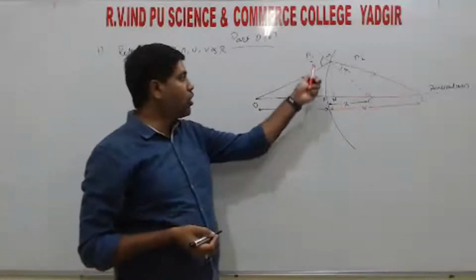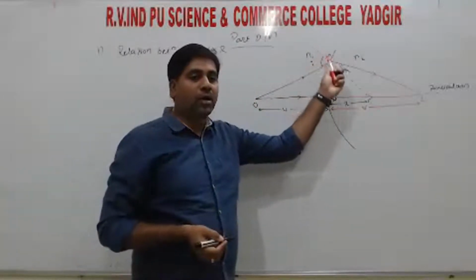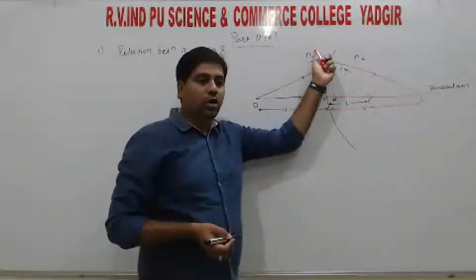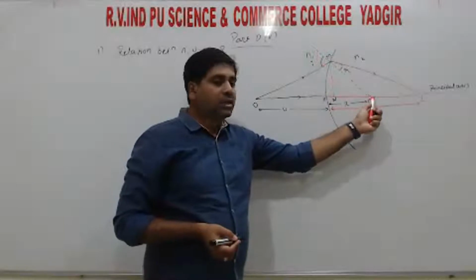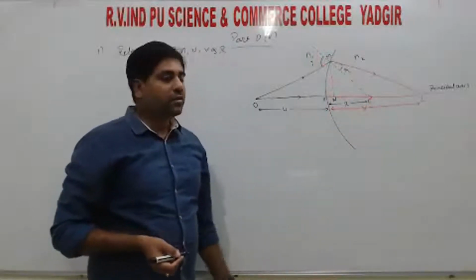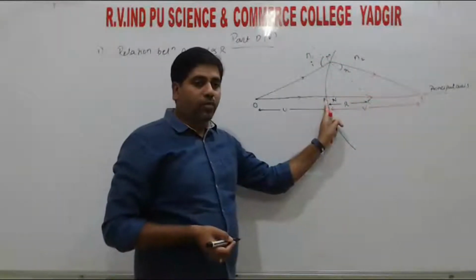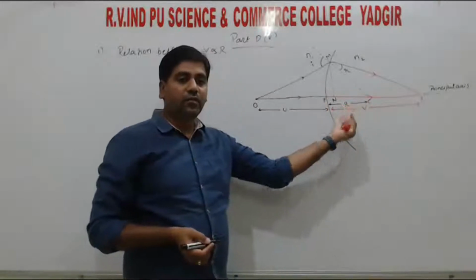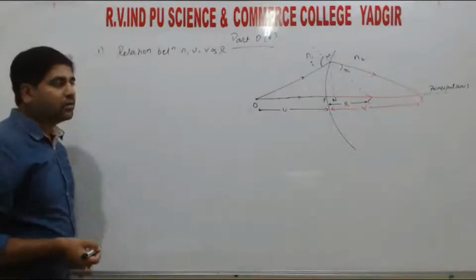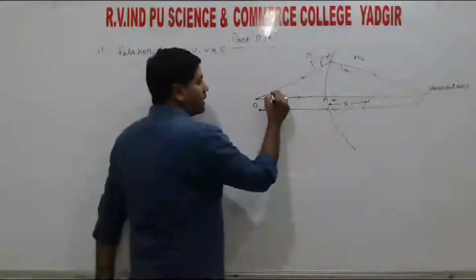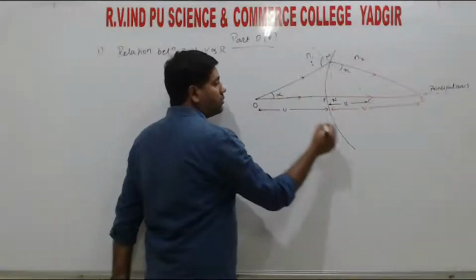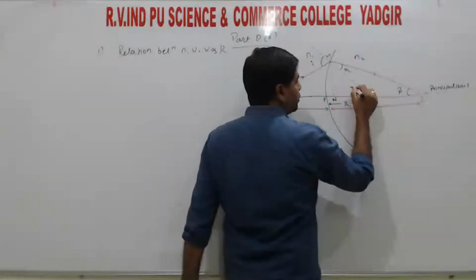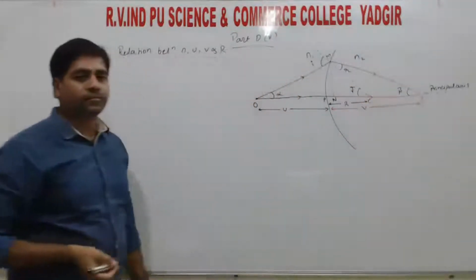If you draw a normal at any point on the refractive surface, that normal always passes through the center of curvature, right? So distances are measured from the pole. From the pole to the center of curvature, we take that as the radius of curvature r, right? So now consider angles alpha, beta and gamma, right?